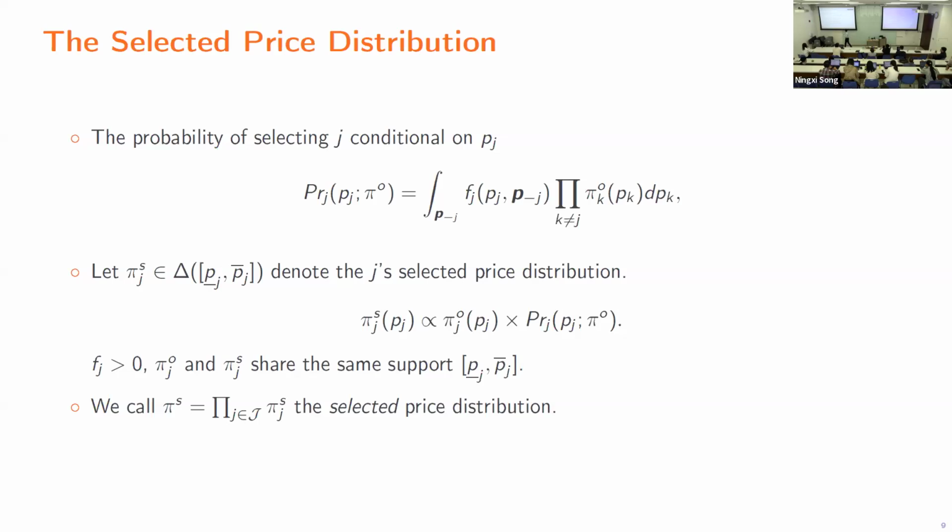And previously, I assumed that the selection function's probability is strictly positive, which would imply that this function is strictly positive, which implies that these two objects, the selected density and the offered density, share the same support. So that's how we can recover the support of the offered price distribution. And I collect all these pi_s and denote it as the selected price distribution. This is the object we observe in the data, and we want to recover this pi_o, which is the offered price distribution.